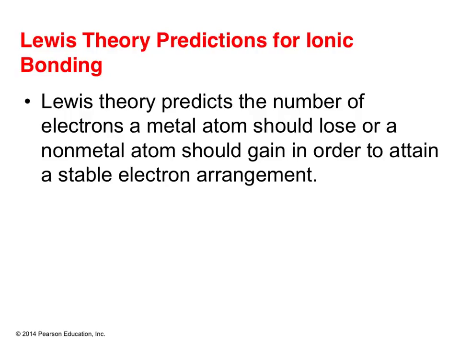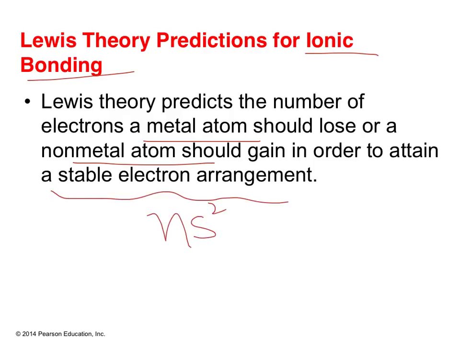Let's talk about ionic bonding first and how Lewis theory predicts ionic bonding. According to Lewis theory, metal atoms should lose electrons and non-metal atoms should gain electrons to attain that ns2 np6 configuration. So metals lose electrons to form cations, and non-metals gain electrons to form anions.